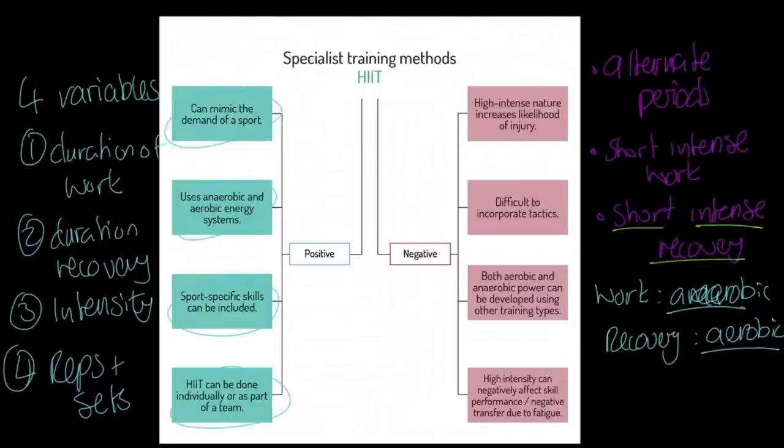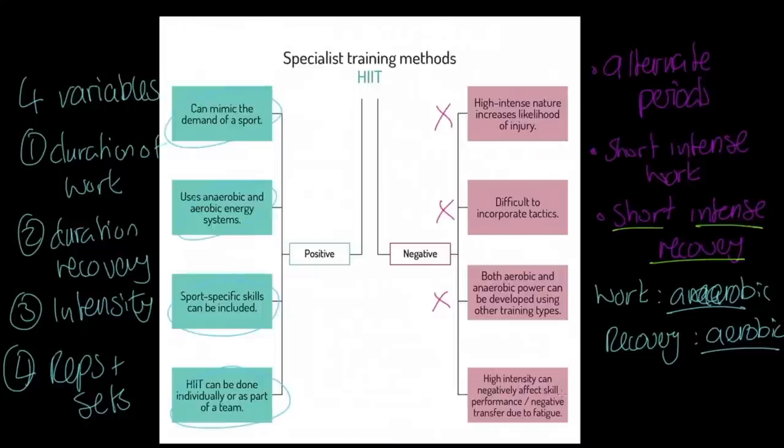However, there are negatives. Injury might ensue because we're powering it, okay? So it's a very intense exercise. Can't really bring in tactics. I don't know why that's a criticism of fitness, but anyway, its aerobic power can be developed using other types. So we don't have to use HIIT to develop aerobic. We don't have to use HIIT to develop anaerobic. We've got resistance training for anaerobic. We've got fartlek for aerobic. We could use those too, right?